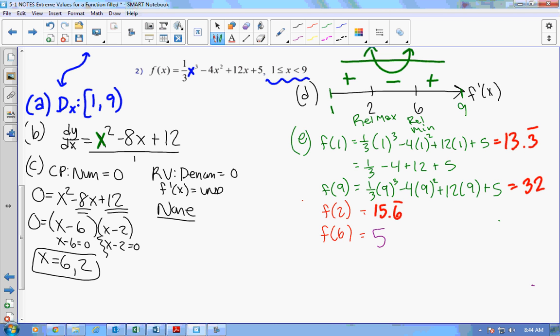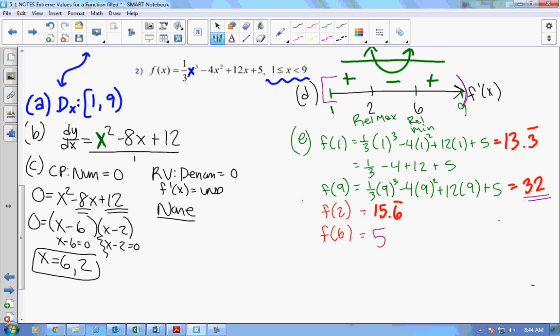So does that mean f of 9 is the absolute max? Because it goes all the way up to 32. Is f of 9 going to be the absolute max? Actually, look at the interval, our interval for our domain. It doesn't include 9. On 1, do we include 1? Yes. So, you just don't say that that's an absolute max.